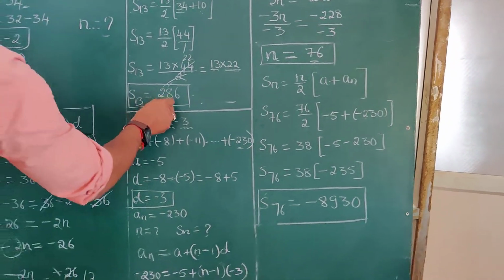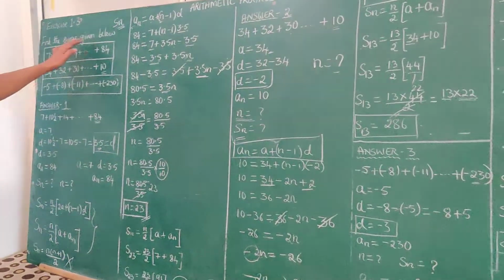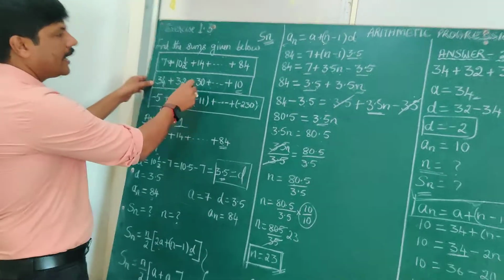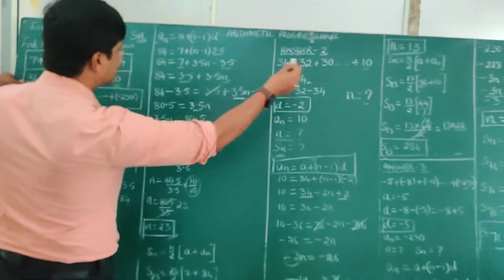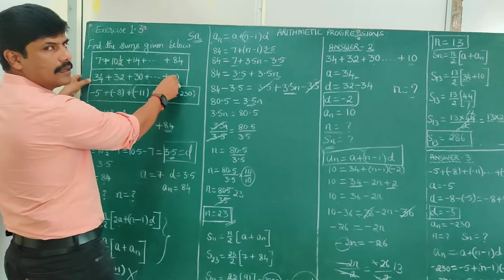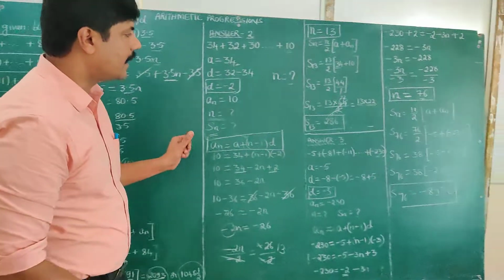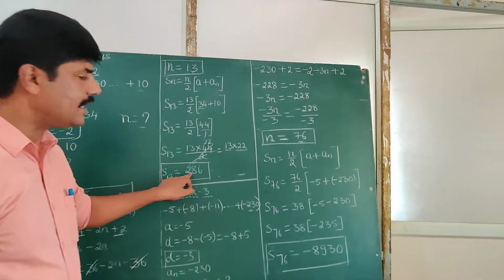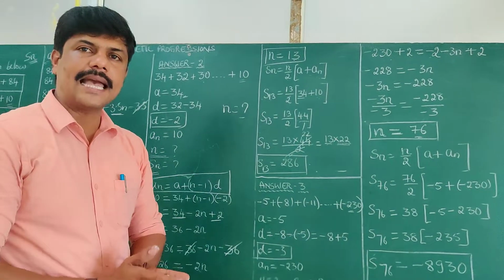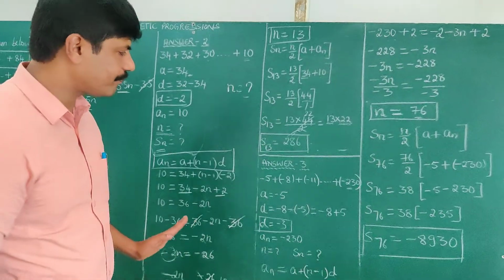286 is the answer. So, what is asked? Find the sum of the series given below. The second problem, how many terms have you got? You have got 13 terms. So, the sum of 13 terms of this particular problem is 286. 286 is the answer.